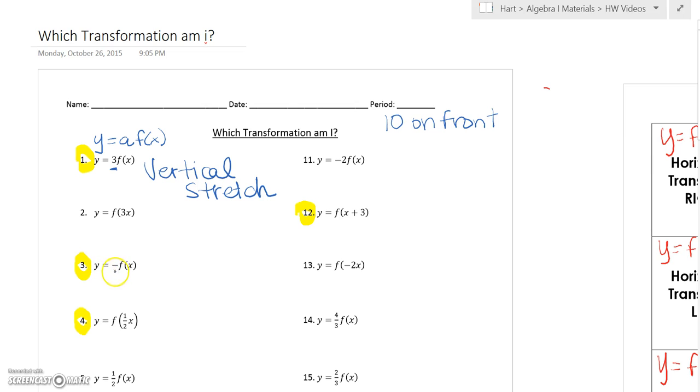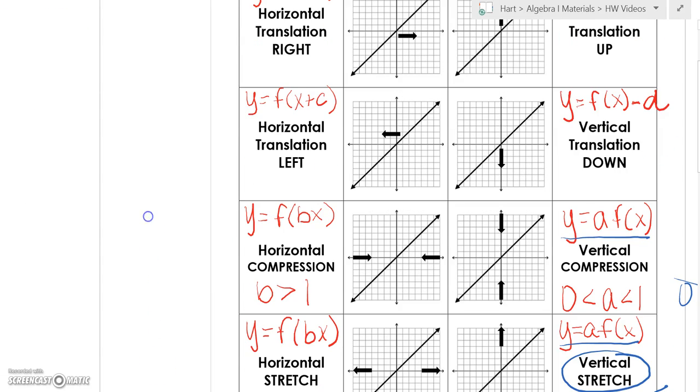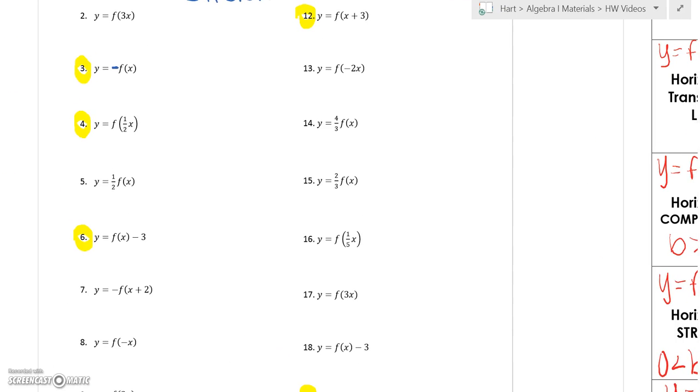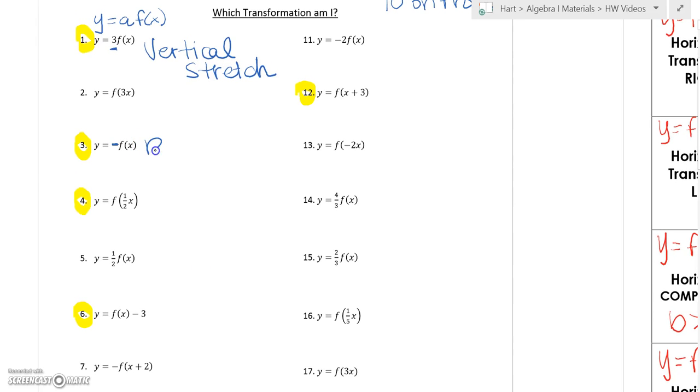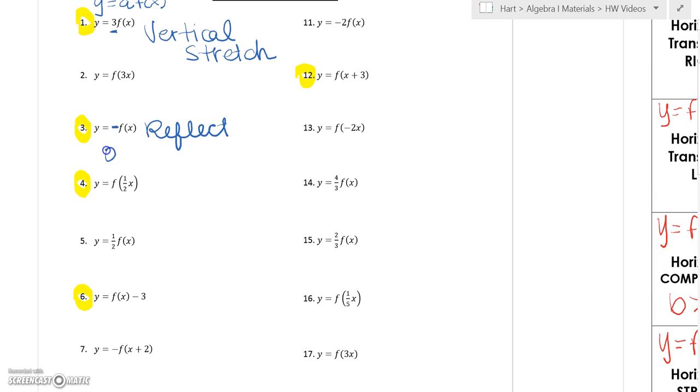Okay, the next one, we're just going to try to find the one that has a negative on the f. So if you look at your foldable, this one has a negative on the x, so that's not what we're looking for. This one over here has a negative on the f. So this is a vertical reflection. That means we're going to reflect over the x-axis. So all you'd have to put on this one is reflect over x-axis. That's it for that one.